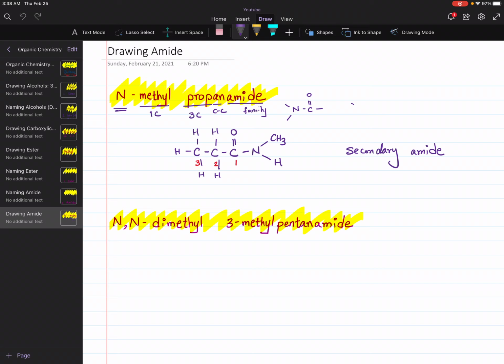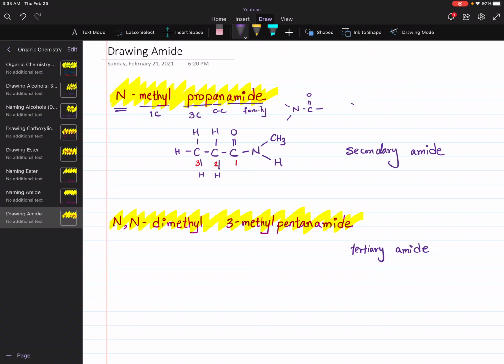The next example we have is N,N-dimethyl 3-methyl pentanamide. By looking at the name you can tell what kind of amide this is. It has the main chain attached to the nitrogen, and we have 2 other branches attached to the nitrogen as well. This one is going to be a tertiary amide.